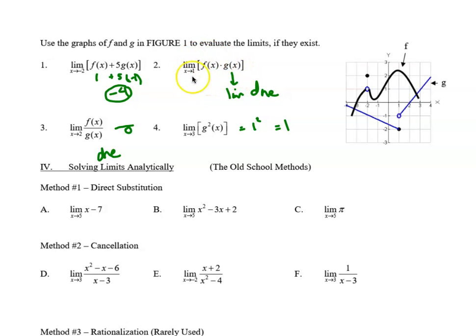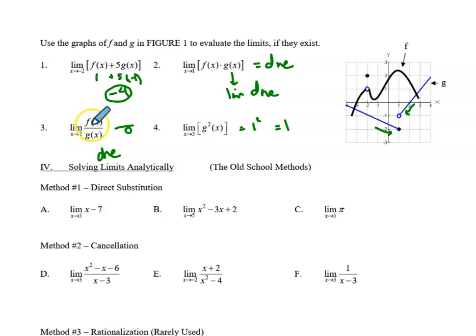With number 2, this property only works if each limit by itself exists. And what you'll see is when you look at g, as x goes to 1, we have one limit coming in from above and a different limit coming in from below. So that limit does not exist, and therefore the overall limit does not exist.